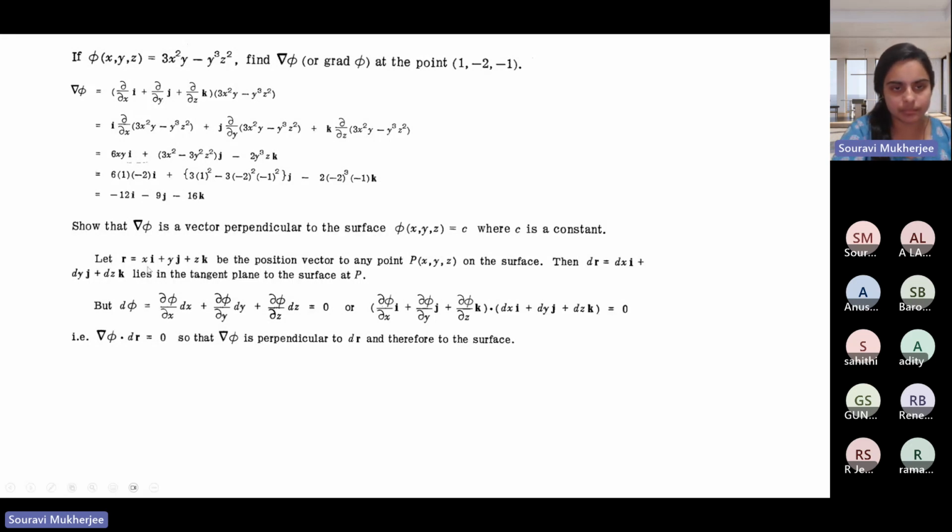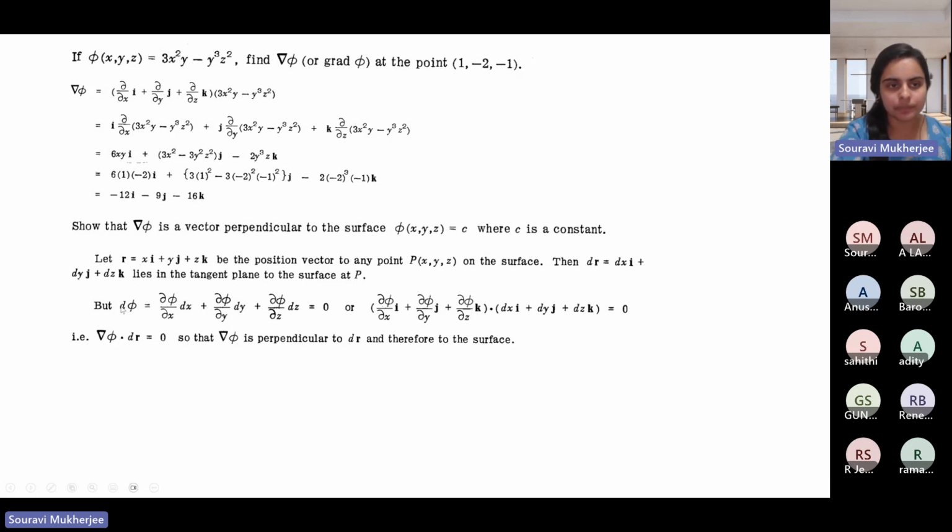You take some position vector r at some position given as x i cap plus y j cap plus z k cap, and about that point, if you want to take a dr element, how will that look? This would look like dx i cap plus dy j cap plus dz k cap, right? And that lies in the tangent plane to the surface at P. So P is some point on this surface, phi equal to constant, and you take this element dr, which lies in the tangent plane.